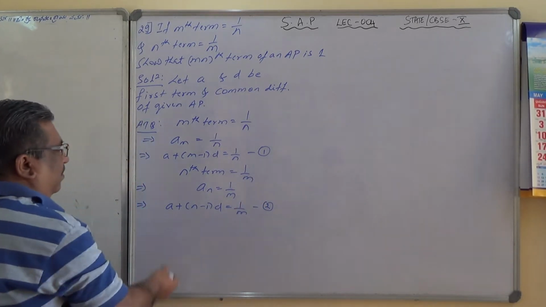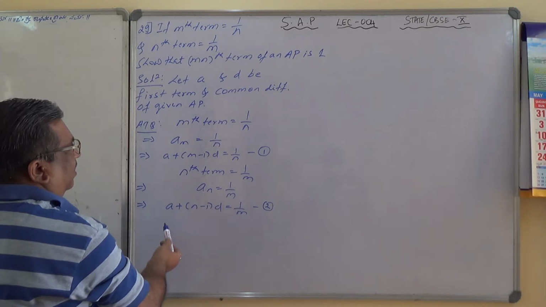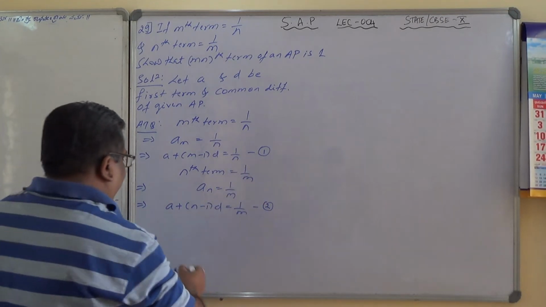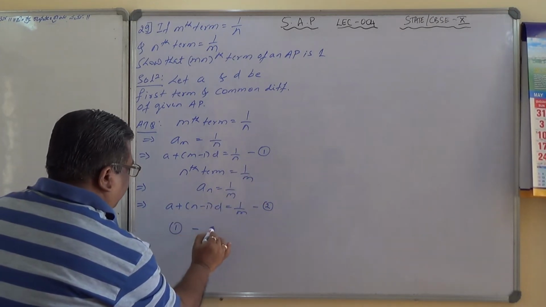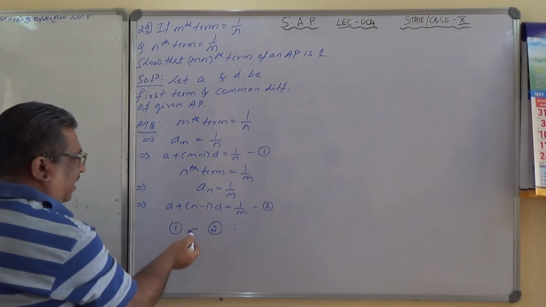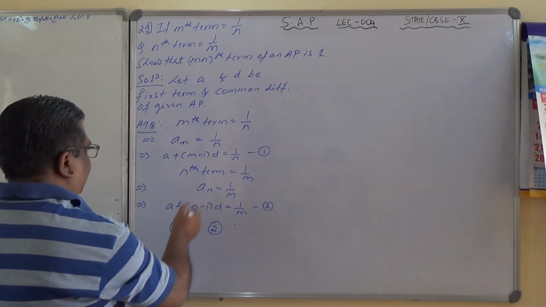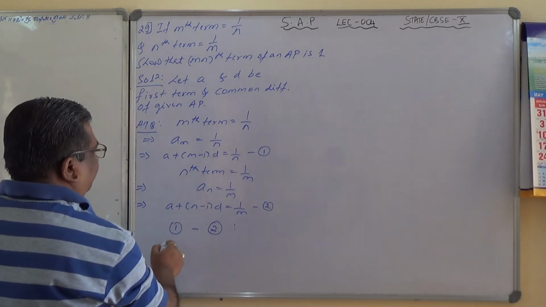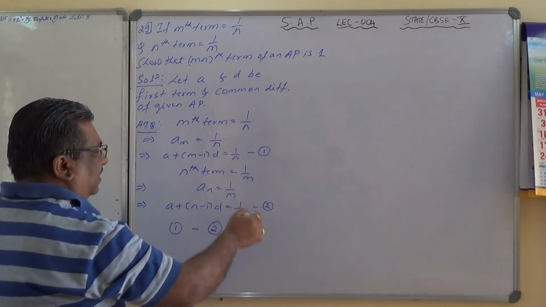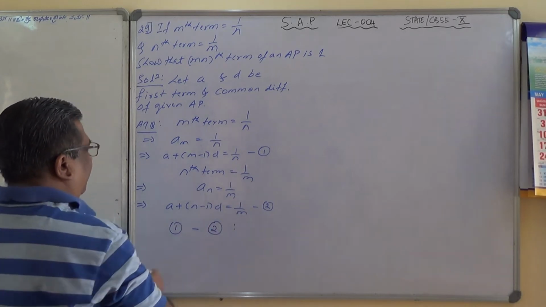What should I do now? In order to get rid of this a, I'll subtract 1 minus 2. I'll write 1 minus 2. You can write subtracting 2 from 1, that is a better way, but I am taking a bit of a shortcut here. So what is it that we'll get over here? LHS and RHS are to be separately subtracted. I hope you understand those things.